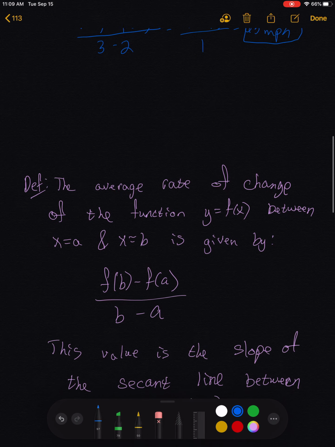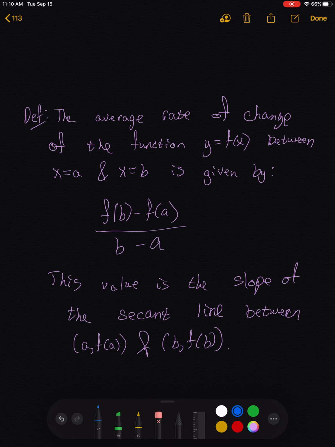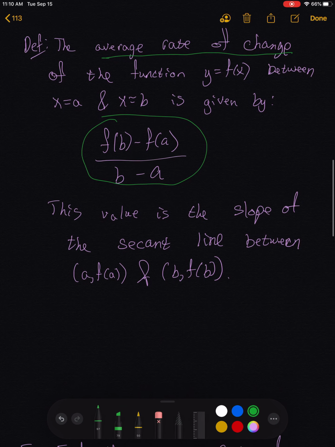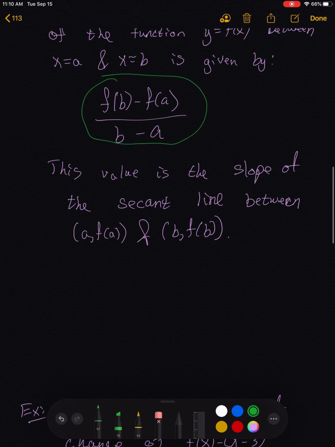Okay, so as a general definition, we say the average rate of change of the function y equals f of x between x equals a and x equals b is given by exactly what we wrote out in that last example: f of b minus f of a over b minus a. This value is the slope of the secant line between the points a, f of a and b, f of b.